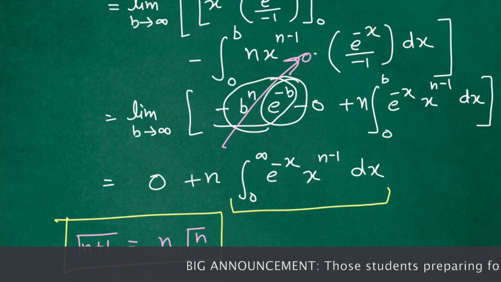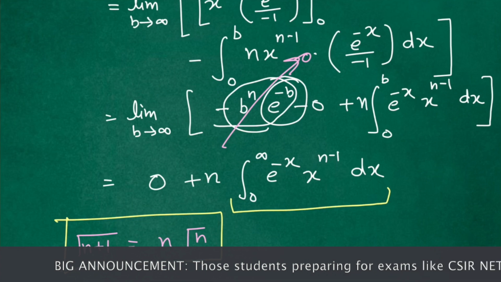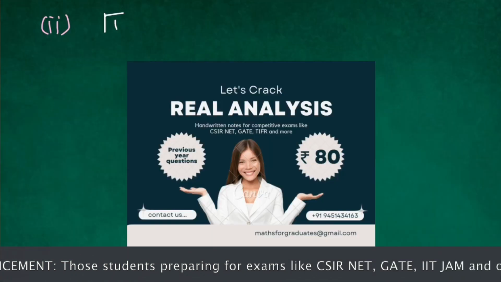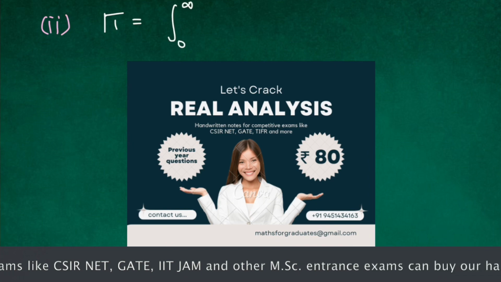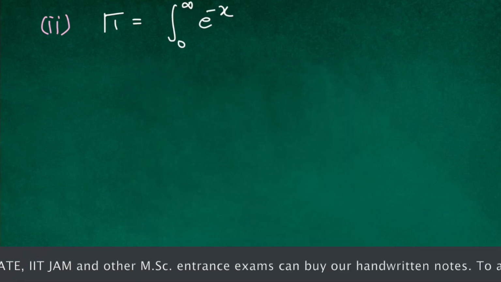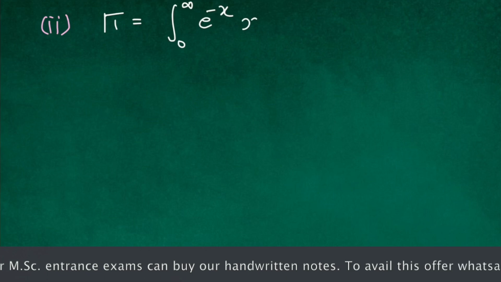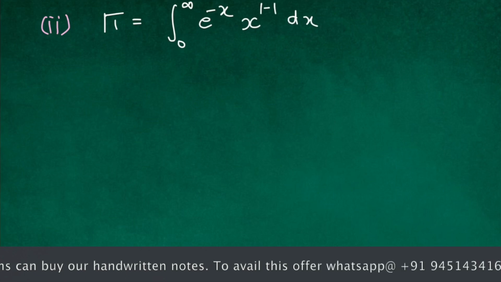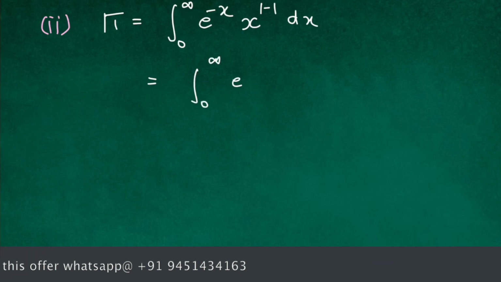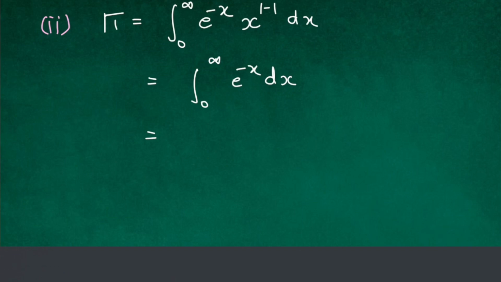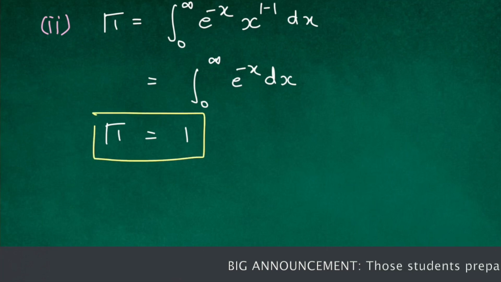Now let's see what the value of gamma 1 is. From the definition of the gamma function, gamma 1 will be the integration from 0 to infinity of e raised to power minus x times x raised to power 1 minus 1, dx. So simply we'll have the integration from 0 to infinity of e raised to power minus x, dx. After integration we'll get 1. So gamma 1 is simply 1.